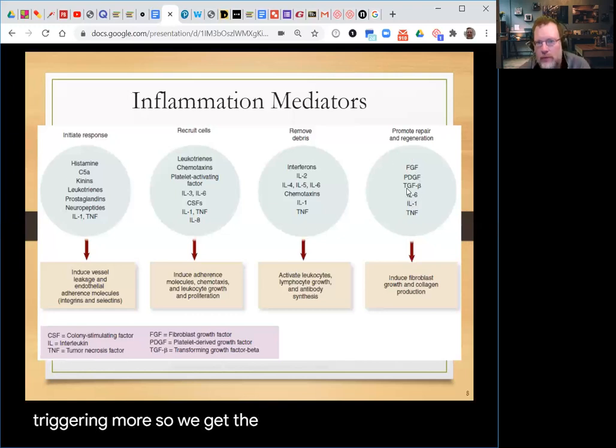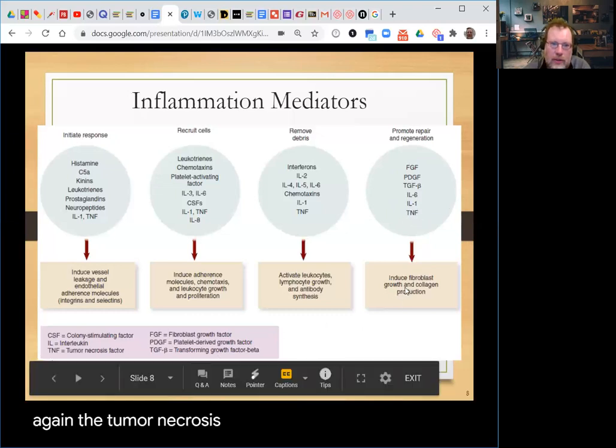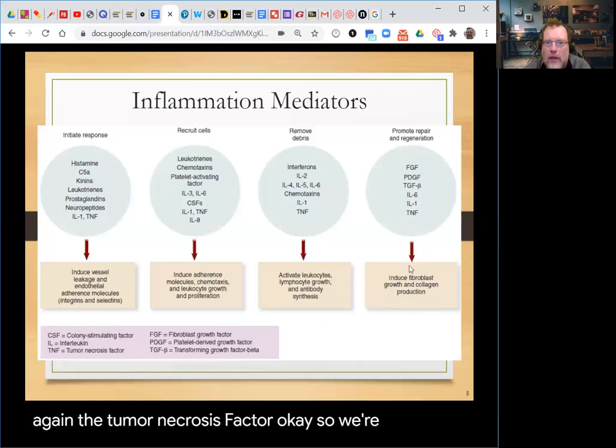So we get the breach, we start fixing it and repairing it. These guys are kind of like the guards. They're going to stay, kind of hang out and make sure that nothing else maybe came in. And then lastly, again, that tumor necrosis factor. Okay, so we're going to get a clot, fibroblast growth, collagen production. We're also going to dissolve that clot and end up with some scar tissue. So anyhow, a lot of action to trigger inflammation.